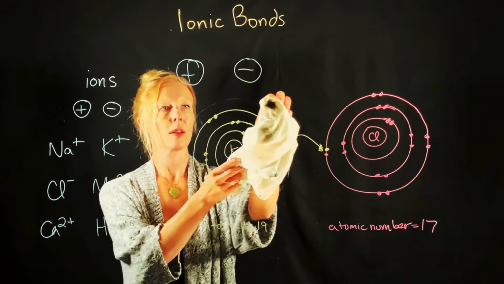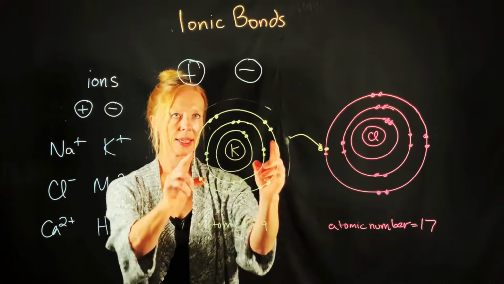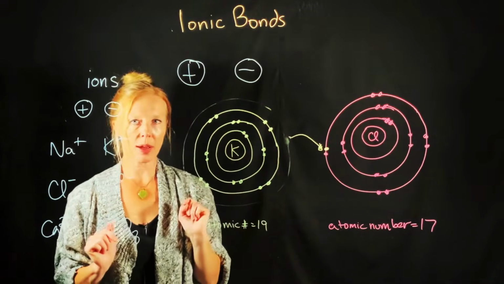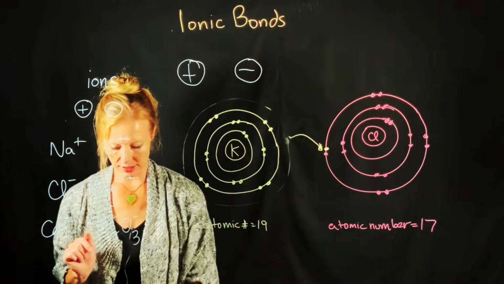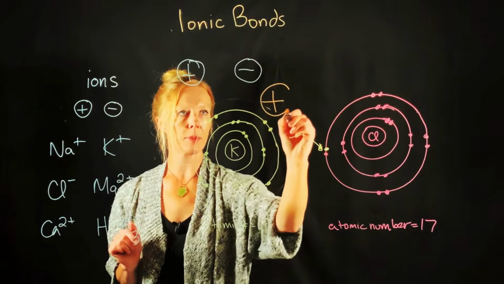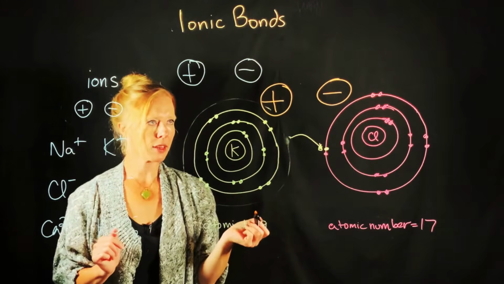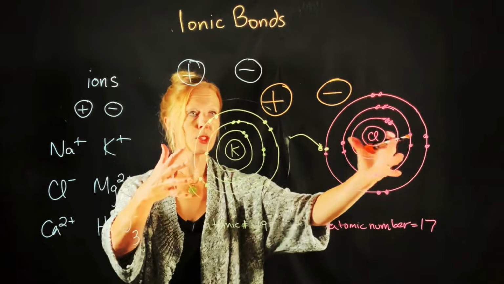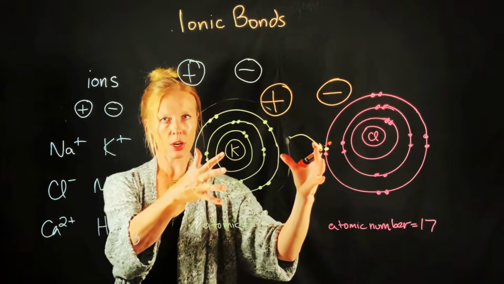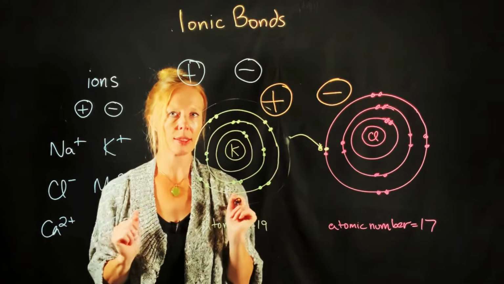And now potassium is happy because its outer shell has 8 electrons, and chlorine is happy as well because it has 8 electrons in its valence shell. But now both of these have a charge. So our potassium is now positively charged. Our chloride ion is negatively charged. And now these two atoms will actually be attracted to one another because of that difference in charge. So that's what an ionic bond is. It is the attraction, once again, between positive and negative.